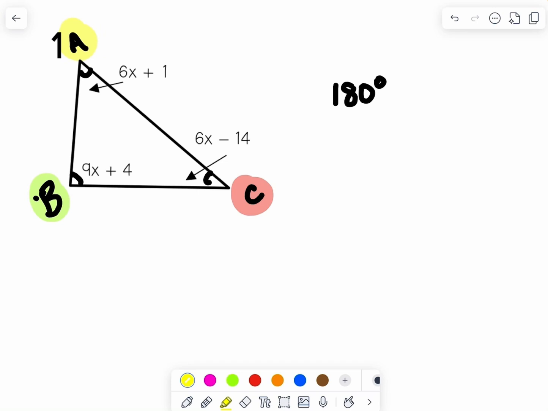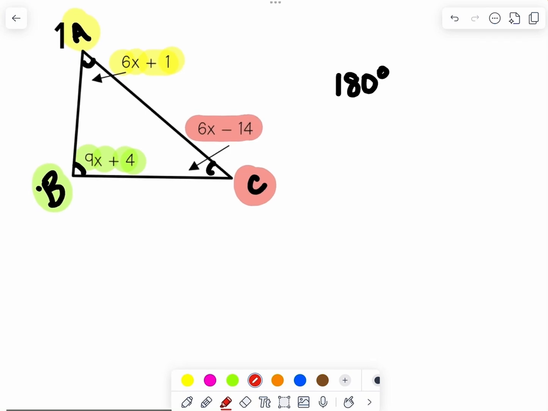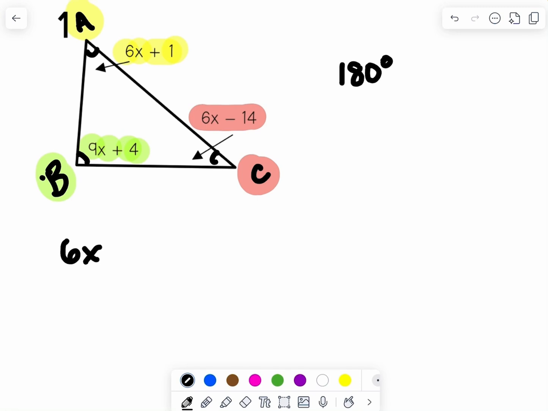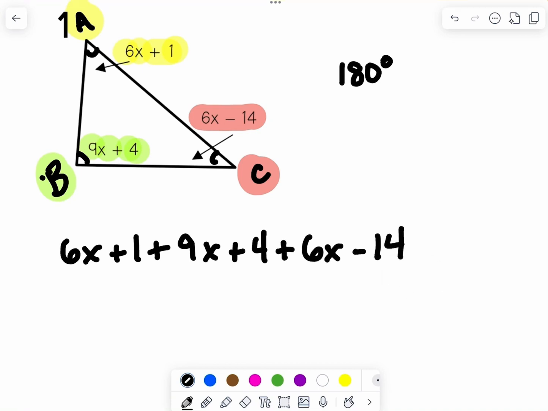So instead of A, I'm going to use 6x plus 1. Instead of B, I'm going to use 9x plus 4. And instead of C, I'm going to use 6x minus 14. So instead of adding A, B, and C, I'm just going to add each of those equations. So for A, like I said, we're going to do 6x plus 1. For B, I'm going to add it to 9x plus 4. And for C, I'm going to add it to 6x minus 14. And that's going to all be equal to 180 degrees no matter what.